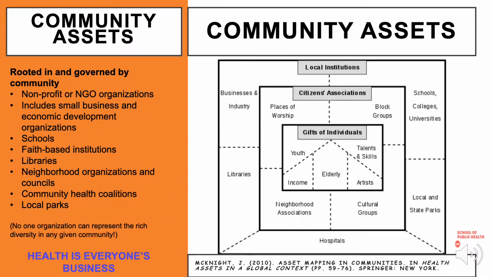Community work should be guided by community assets. What are some examples of assets in a community? They can include nonprofit or NGO organizations, small businesses, economic development organizations, schools, faith-based institutions, libraries, neighborhood organizations, community health coalitions, local parks. What else? What assets in a community have you worked with or have identified?